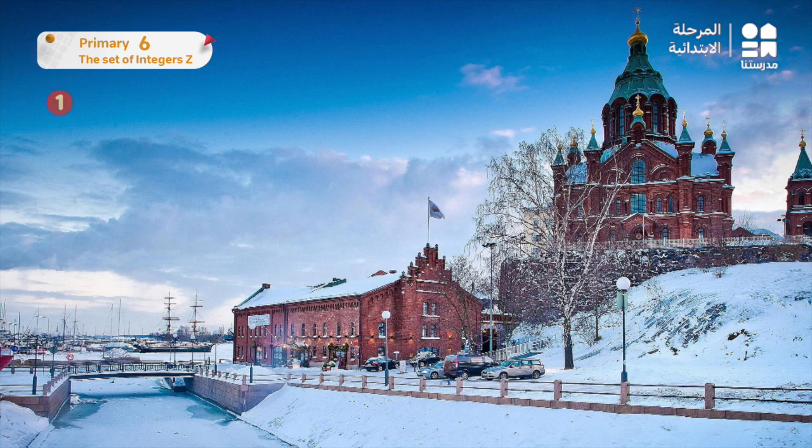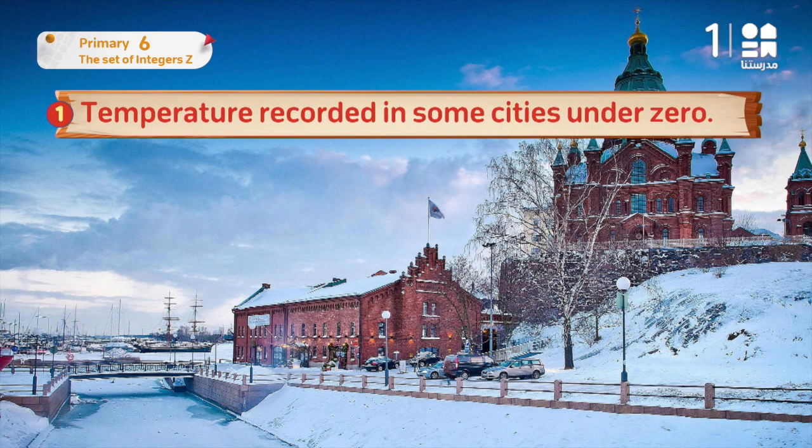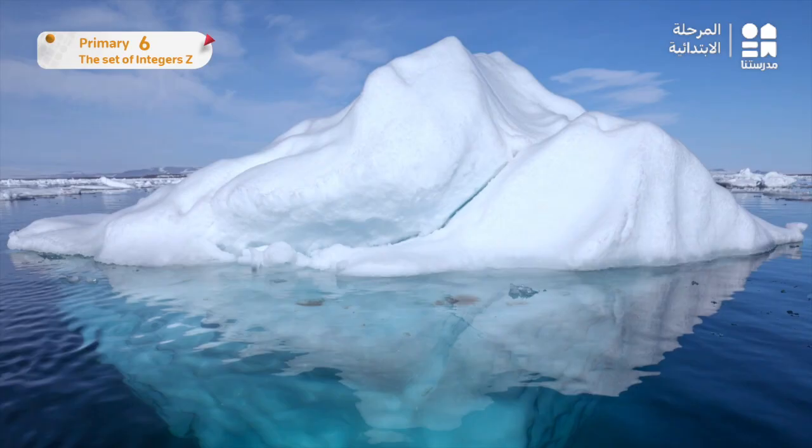The first one, if I'm talking about the temperature recorded in some cities under 0, because 0 is the freezing point. If I have snow around the place, it's under 0. So I need to express it using negative numbers. And negative numbers, I'm saying, are integers.